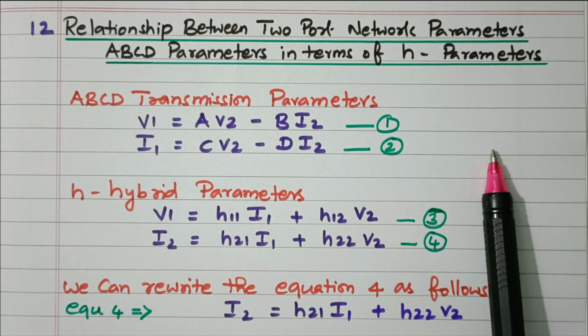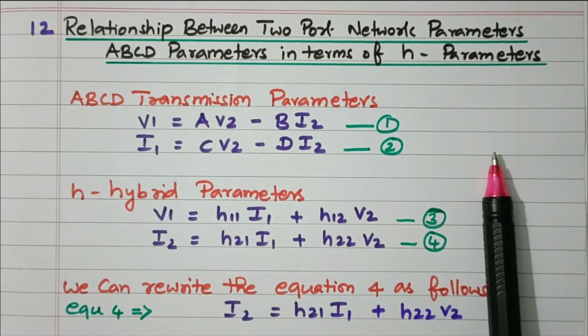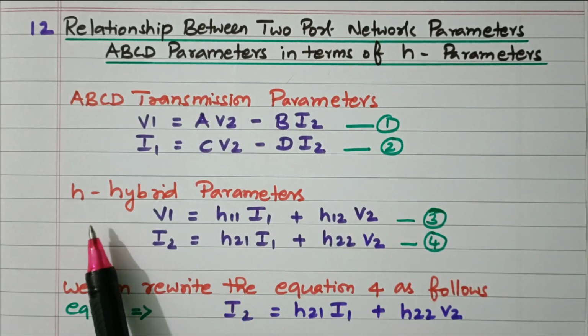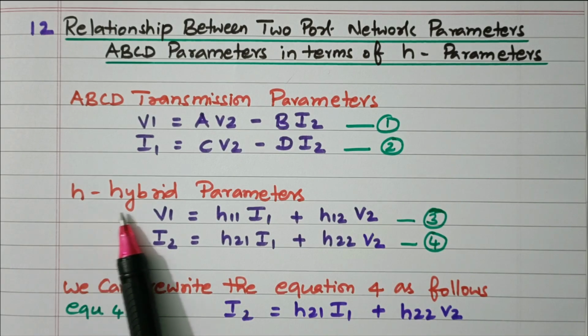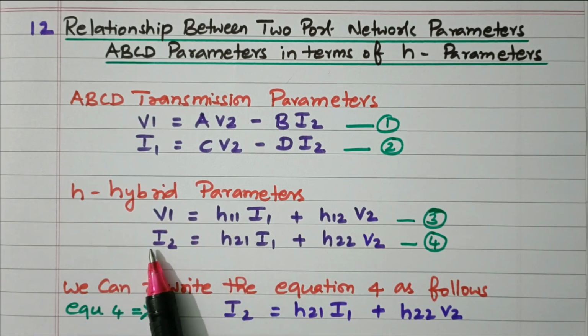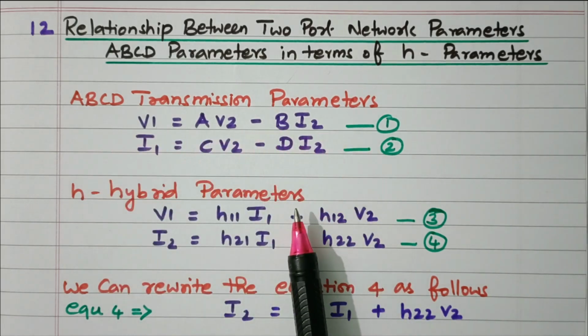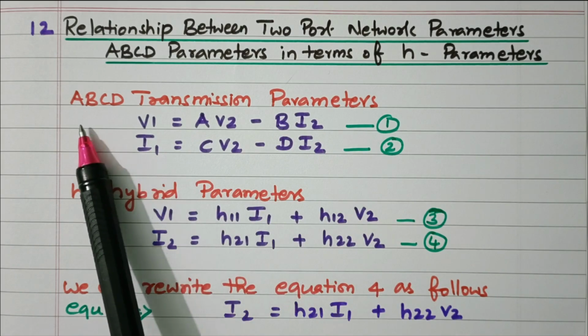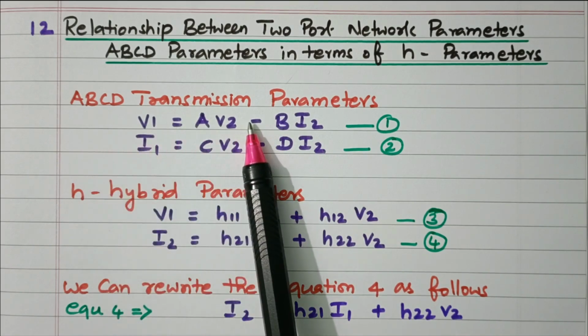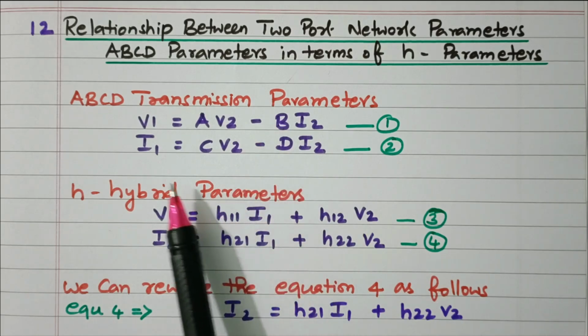In two-port network, there are four types of parameters available. First one is Z parameter, open circuit impedance parameter. Second one, Y parameter, short circuit admittance parameter. Third one is H hybrid parameter, combination of Z and Y. Fourth one is ABCD transmission parameters. This ABCD transmission parameter is used for designing transmission line.